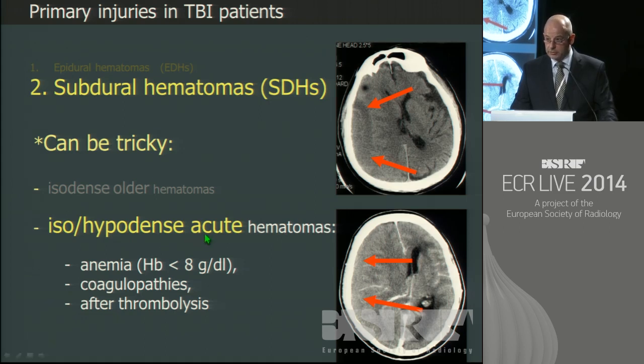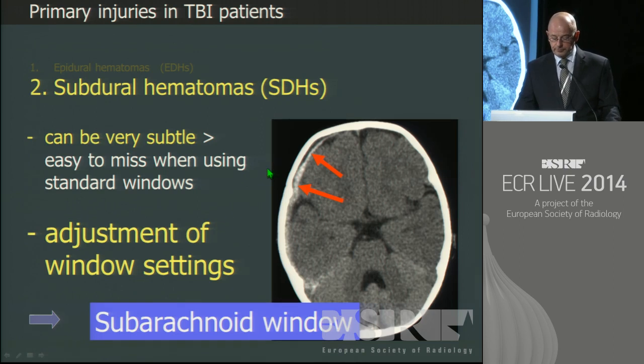Also, some acute hematomas can be iso or hypodense, and you can encounter them in anemia patients, after coagulopathy, and in patients after thrombolysis. They can also be very subtle. So subtle, it means they are very, very narrow, like just here. So they are quite easy to miss when using standard windows.